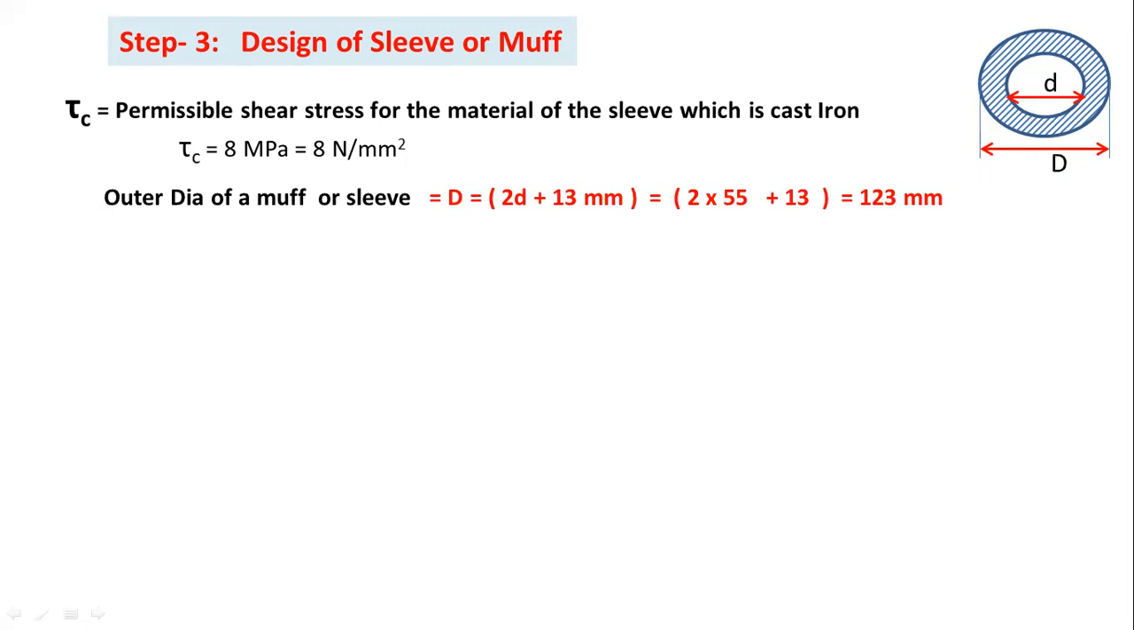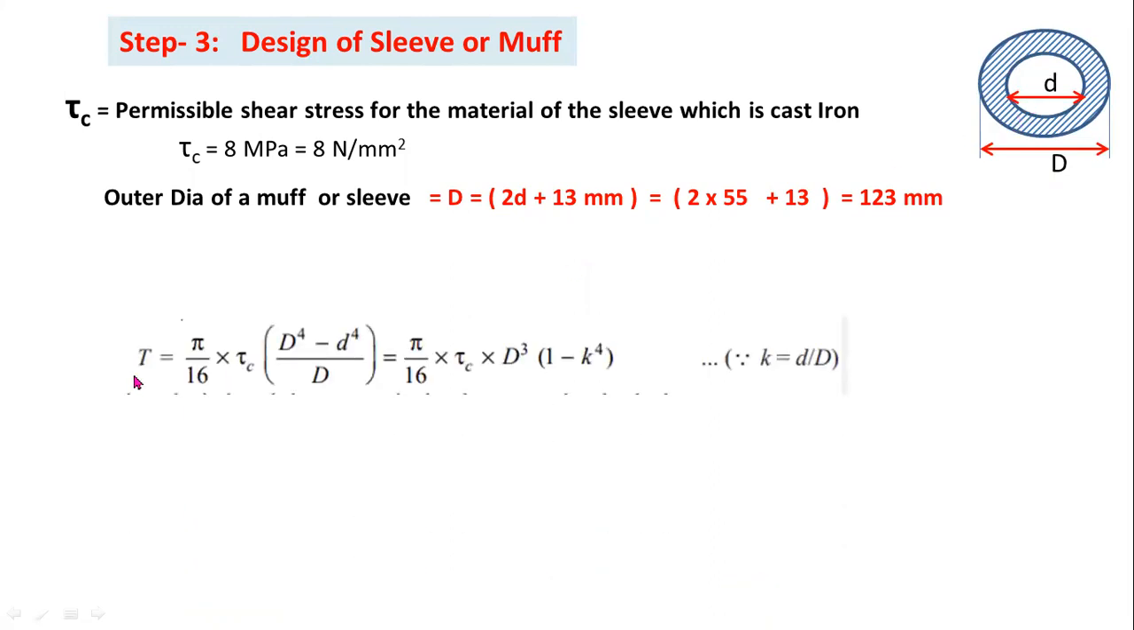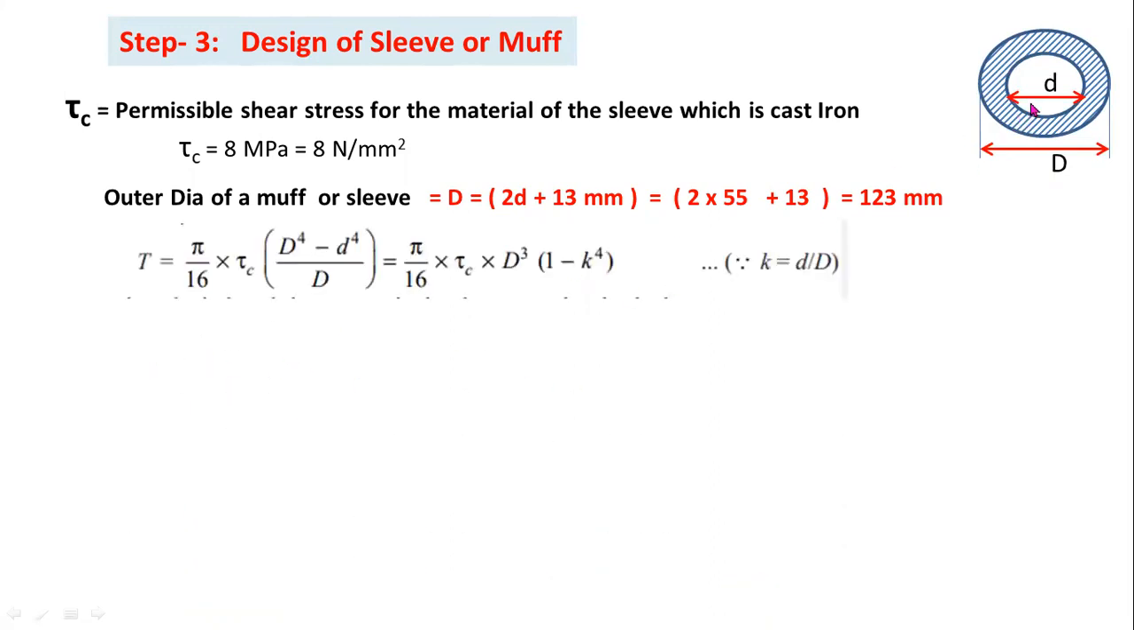Here capital D is the outer diameter of the sleeve. That value equals 2d + 13 mm, which is the standard value for a sleeve or muff coupling. Already we know that d is the solid shaft diameter, 55 mm. So D = 2 × 55 + 13 = 123 mm. Small d is the inner diameter of the sleeve. Small d equals 55, capital D equals 123.